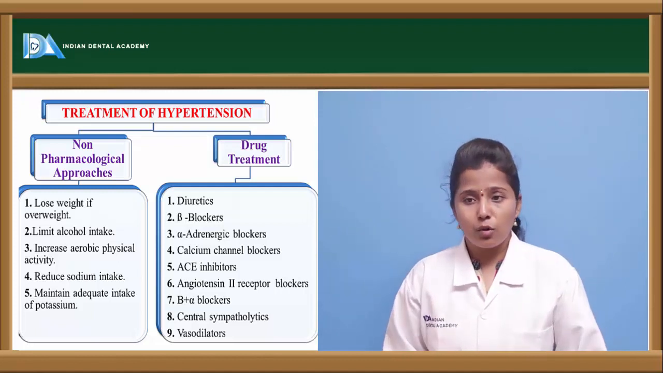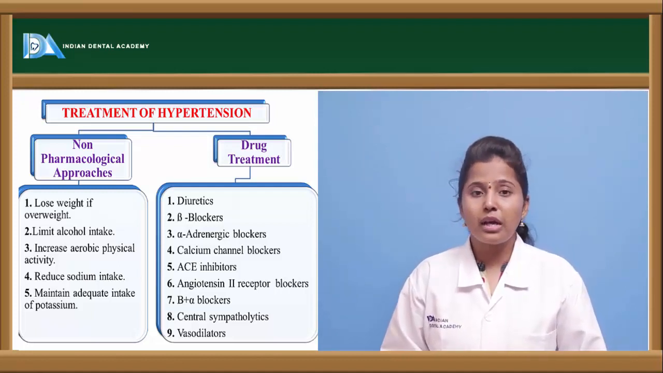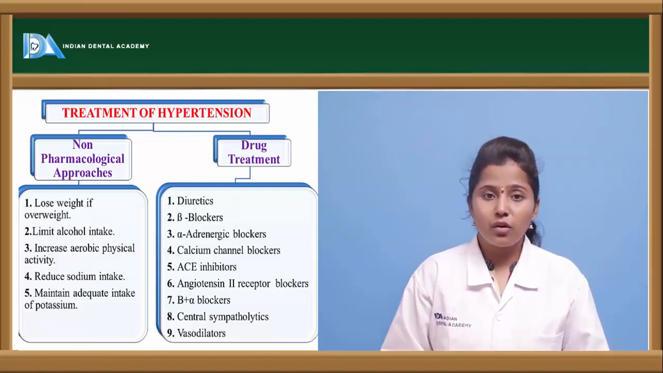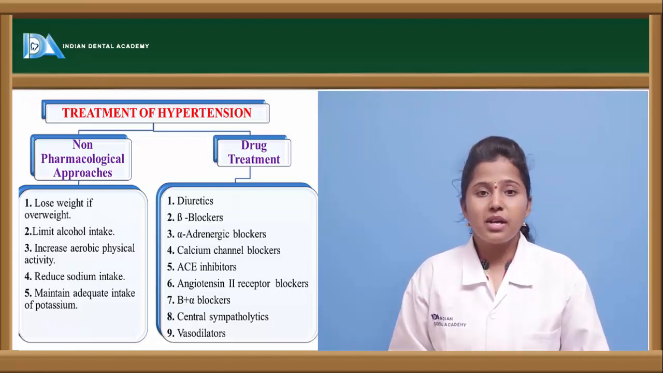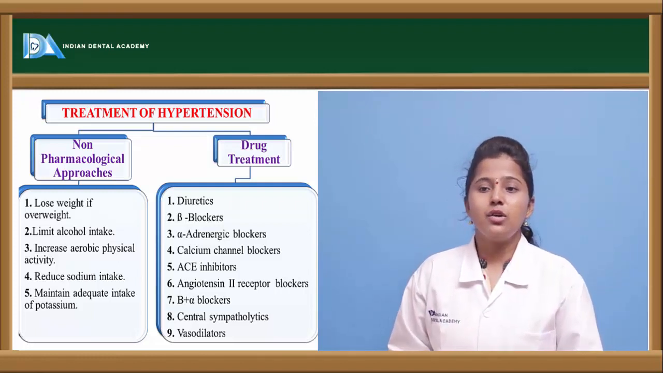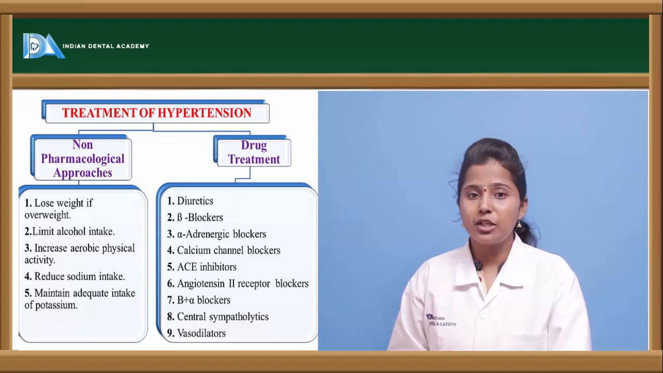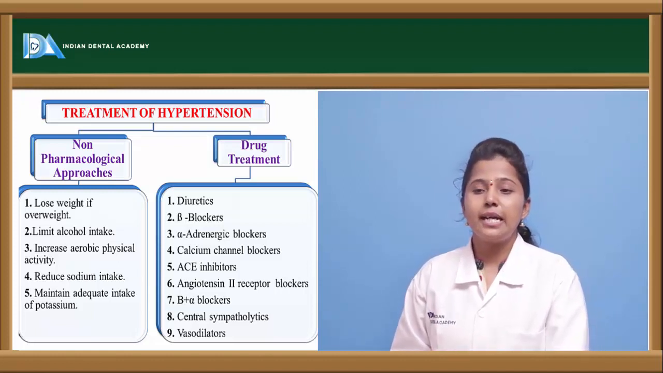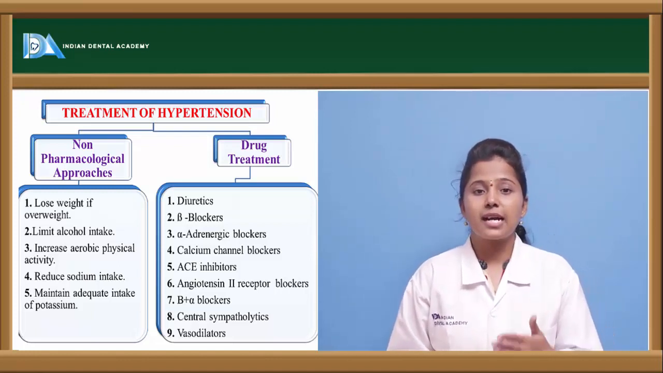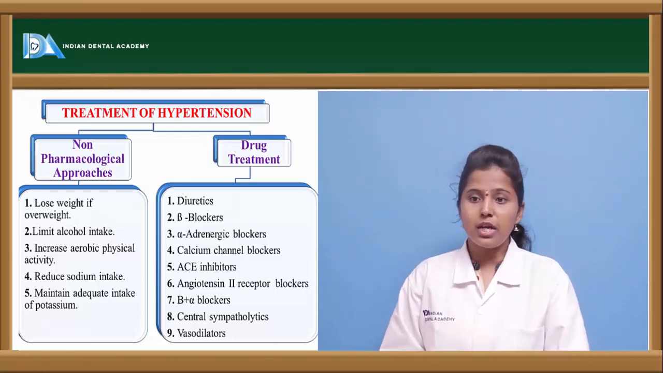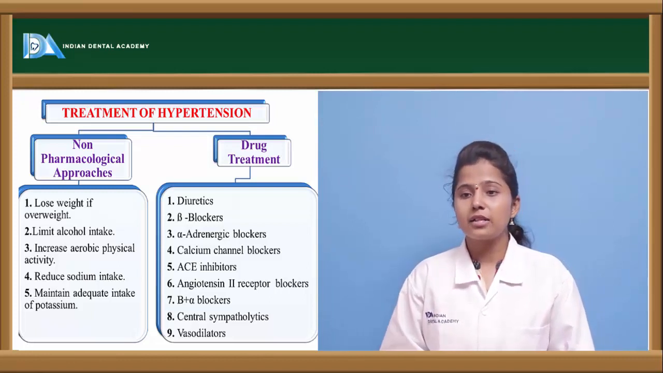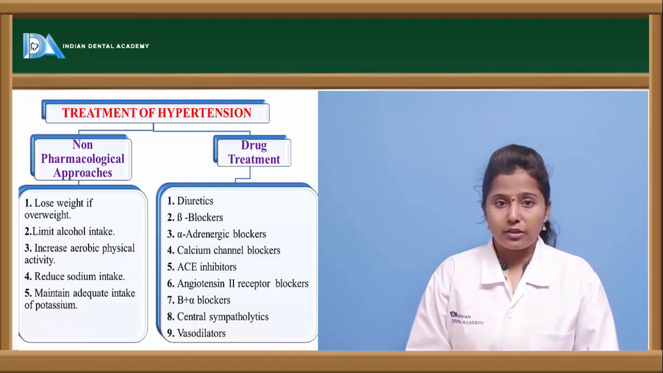First, the person should lose weight, alcohol and smoking should be limited, and aerobic physical activity should be increased. If we do physical activity on a regular basis, we will be fit, and thereby cardiovascular disease risk can be reduced. And reduce sodium intake. The sodium intake in our diet should be reduced, and adequate intake of potassium maintained, because sodium will cause contraction of the blood vessels and potassium will cause dilation of the blood vessels. So sodium intake should be reduced, and potassium intake should not be excessive but in a proper manner. We have to maintain the sodium and potassium intake.